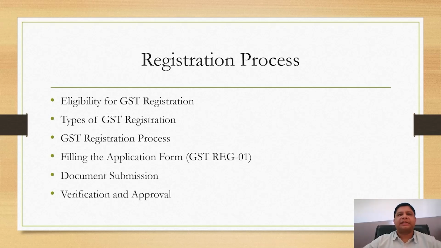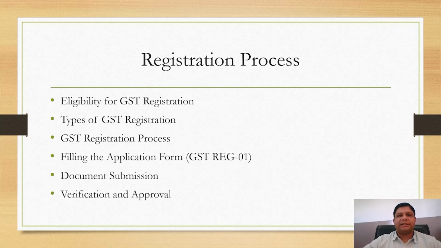The GST registration process is primarily conducted online through the GSTN portal. The applicant needs to visit the GST portal and select the new registration option. They need to provide basic details such as PAN number, mobile number, and email address to initiate the registration process. Next, fourth point, filing the application form, GST registration form number 1.